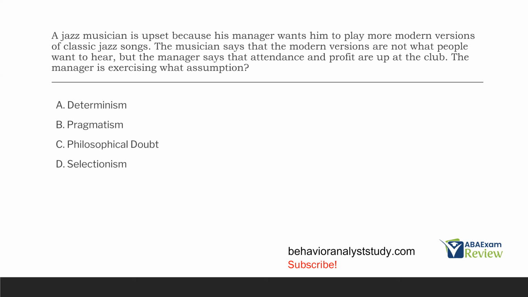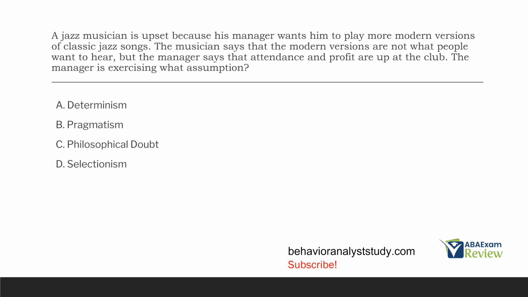C, philosophical doubt. You can maybe argue the jazz musician is engaging in philosophical doubt if he's trying to argue with the manager about the data or anything like that. But there's not much doubt going on the manager's part. He's just saying, I'm being pragmatic. This is what results show.